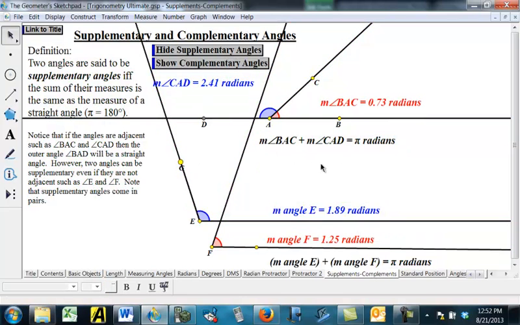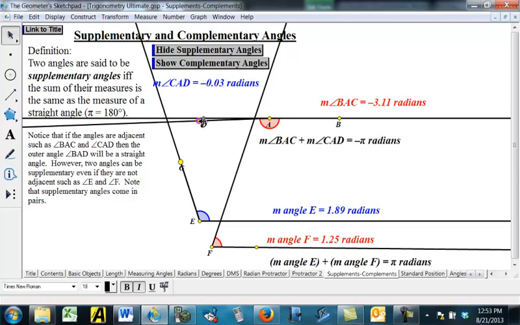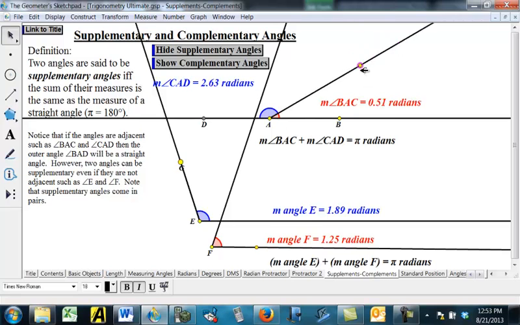So for example, if they're adjacent, like angle BAC, you can see the red there indicating the measure, which is right now 0.73 radians. Then the supplementary angle would be over here so that the outside makes a straight line, a straight angle. And so we can see, as we change this, where the supplementary angles are.